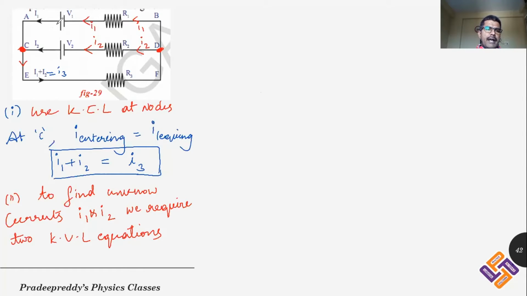So what I do, I'll consider this as loop 1, and I will consider this as loop 2. Okay, loop 1 and loop 2. I will take those loops and I will write down KVL equations. For loop A, C, D, B, A, start from A. You are coming to C. At AC, there is no component.